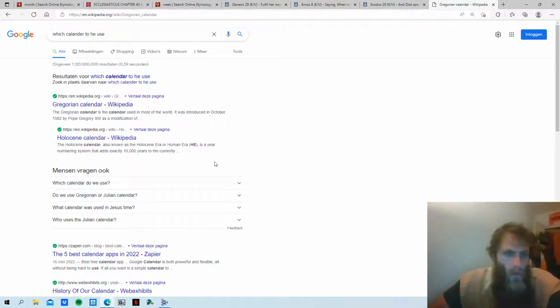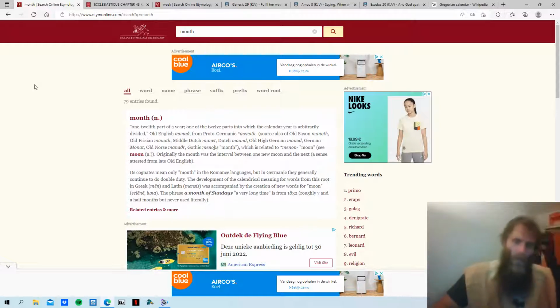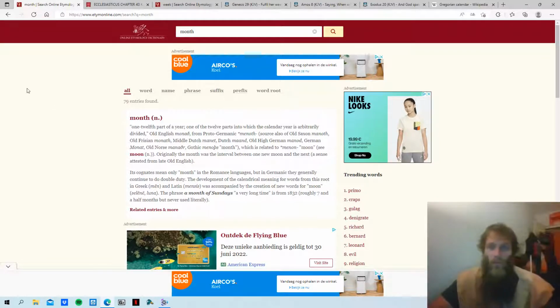And here it says that the Gregorian calendar is the one that we use right now, and it was introduced in October 1582 by Pope Gregory XIII as a modification of and replacement for the Julian calendar. So it says the principal change was to space leap years differently so as to make the average calendar year 365 point something days long, more closely approximating the tropical solar year determined by the Earth's revolution around the sun. So that's the calendar that we have right now. But according to the scriptures, we do understand that the beginning of the month is determined according to the moon, and to be more specific, according to the new moon.